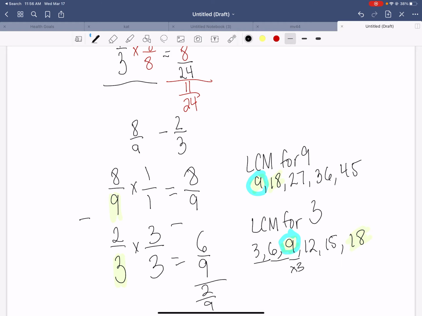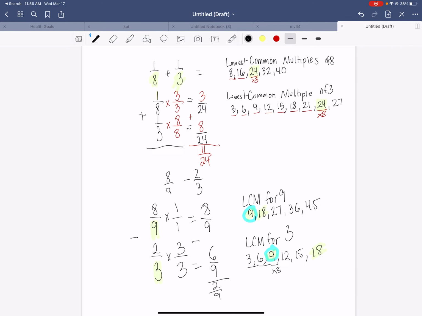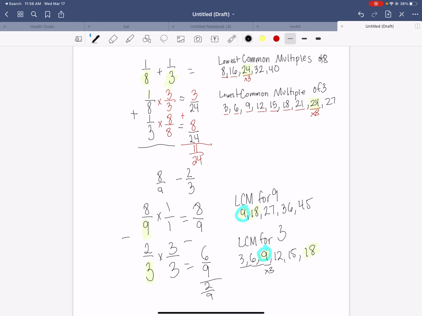So this is how you would solve for adding and subtracting fractions with unlike denominators. We want to make sure that our denominators are the same before we can actually do any kind of addition or subtraction. Okay, so I hope this helps. If you have any questions, please let me know.